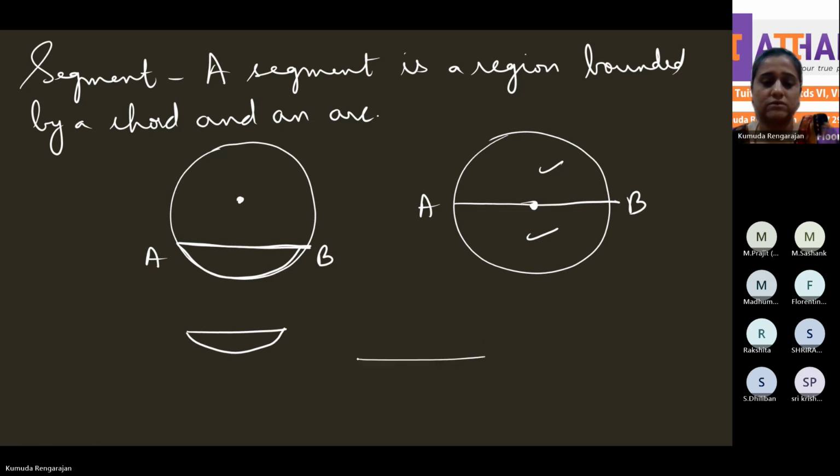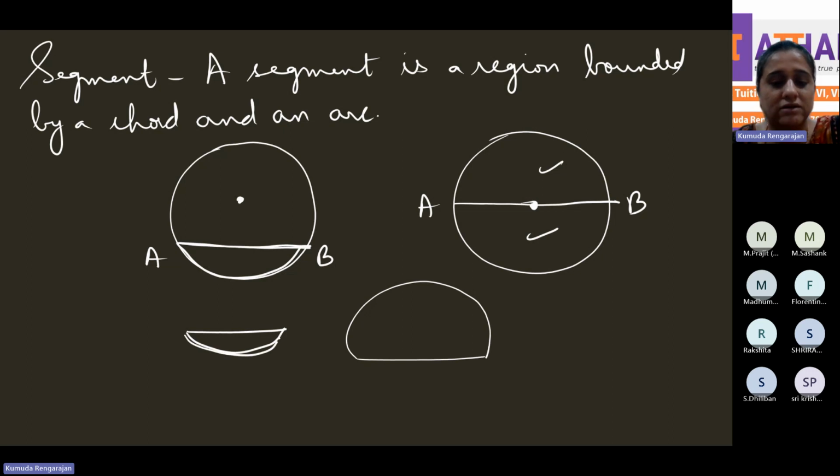Chord, arc. So if this is the minor segment, then this is the minor arc. And if this is the major segment, this one is the major arc. Like a minor sector and a major sector. Minor sector contains the minor arc. Minor segment also contains a minor arc. Major sector and major segment contain the major arc.